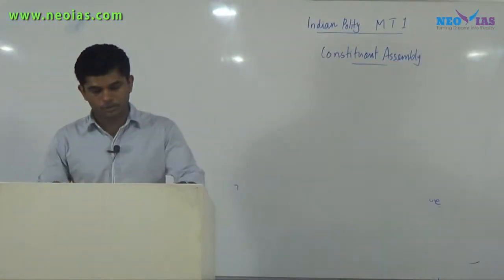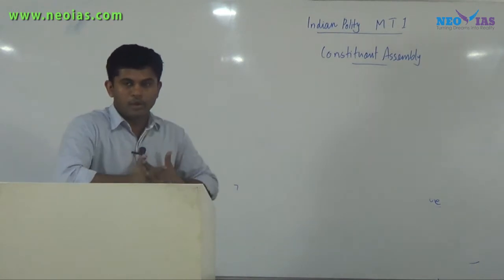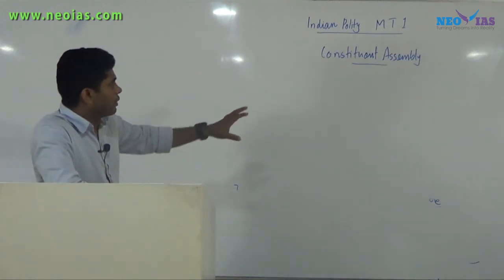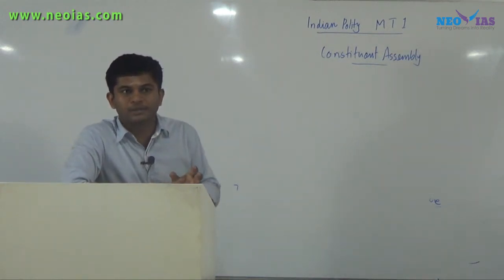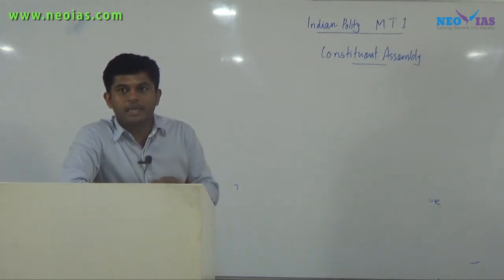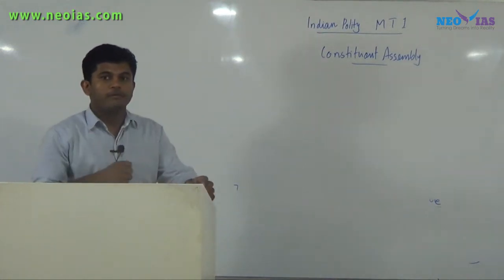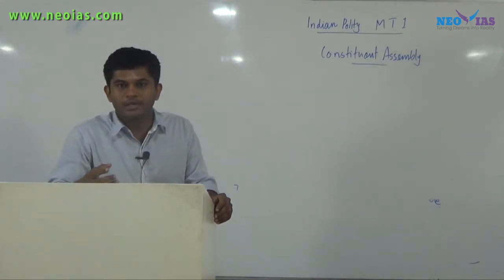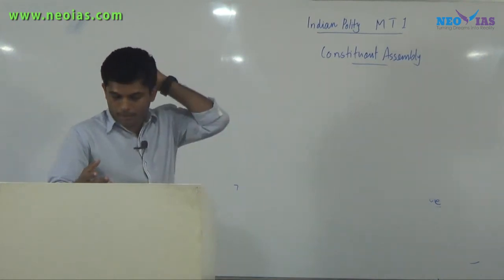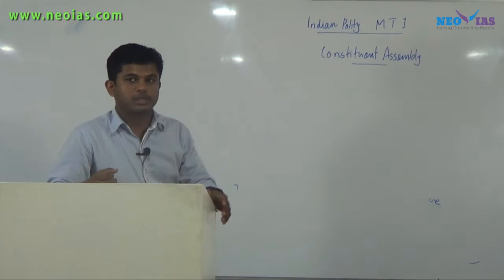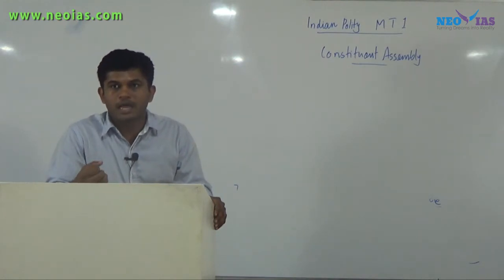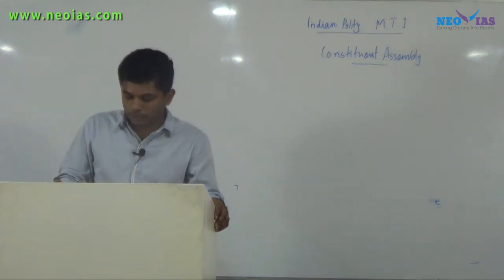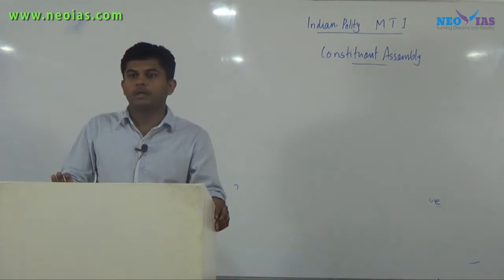Constituent Assembly. You know what is Constituent Assembly? The Constituent Assembly was constituted in November 1946, and it was formulated based on the plan provided by the Cabinet Mission. So when we say the Cabinet Mission gave the base for the formation of the Constituent Assembly, it means that, as provided in the Cabinet Mission, the Constituent Assembly of the Indian Constitution was also a partly elected and a partly nominated body.